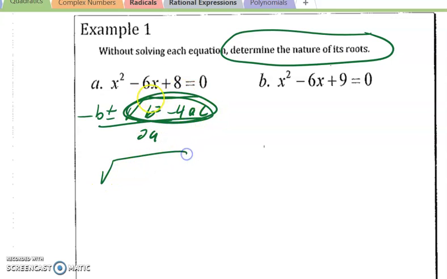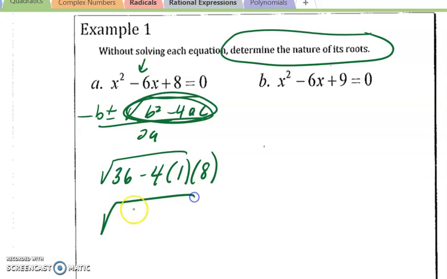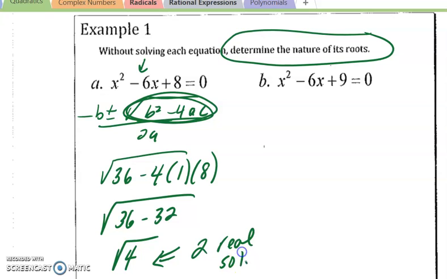So I'm going to put my radical. I'm going to take 36, which is b squared. Remember, when I take that negative and square it, it becomes positive, times 1 times 8. I'm going to get the square root of 36 minus 32, and my answer is going to be 4. Just be careful. If the computer asks, what is the discriminant? It's 4. That's what it is. What's the nature of the roots? It would have 2 real solutions.